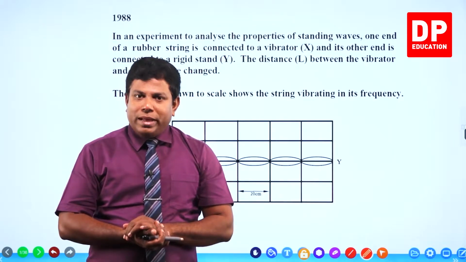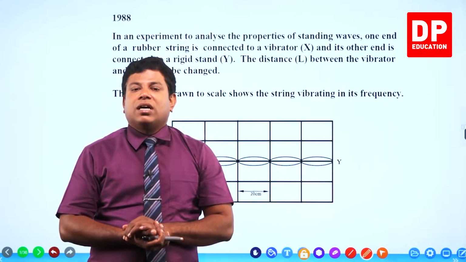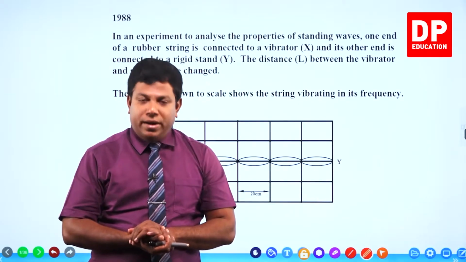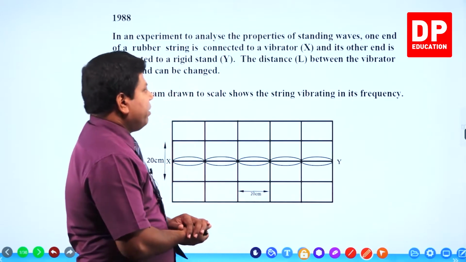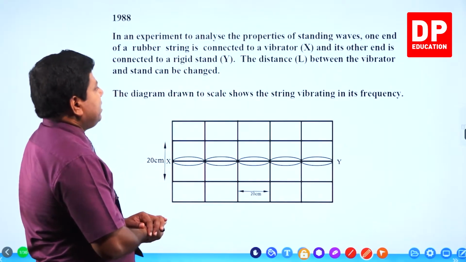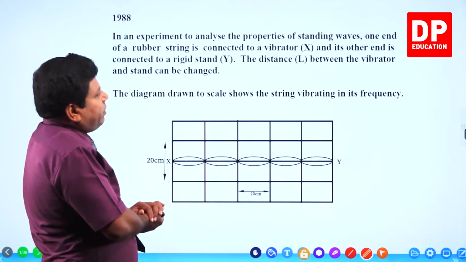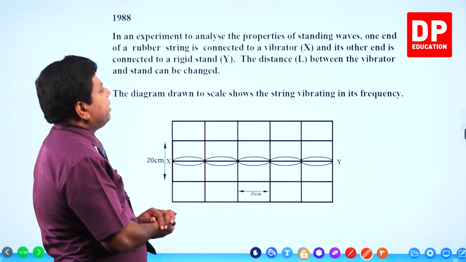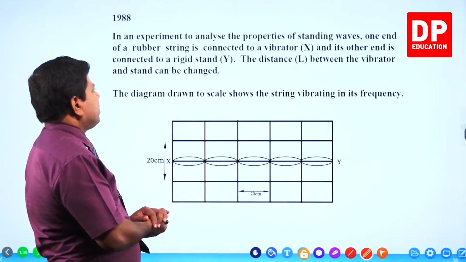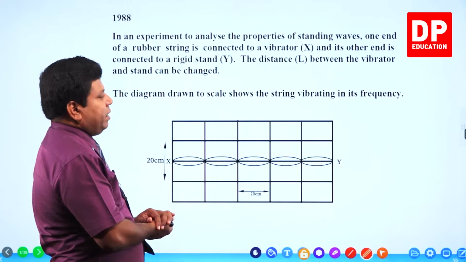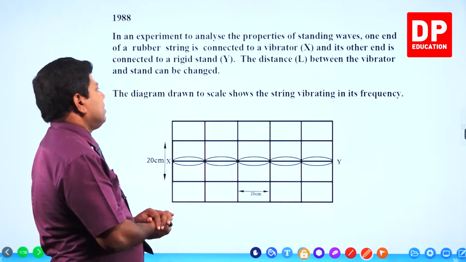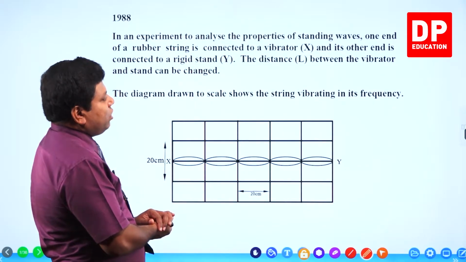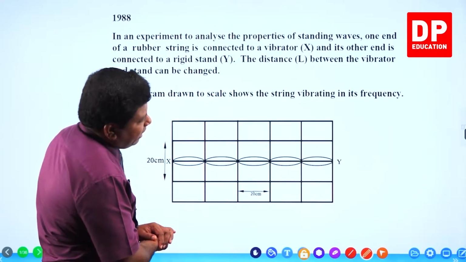Alright students, now let's see some past paper structured essay type questions which are related to this experiment that we have done. Let's start from the very old one, the 1988 paper. In an experiment to analyze the properties of standing waves, one end of a rubber string is connected to a vibrator and its other end is connected to a rigid stand. The distance L between the vibrator and stand can be changed. The diagram drawn to scale shows the string vibrating in its fundamental frequency.